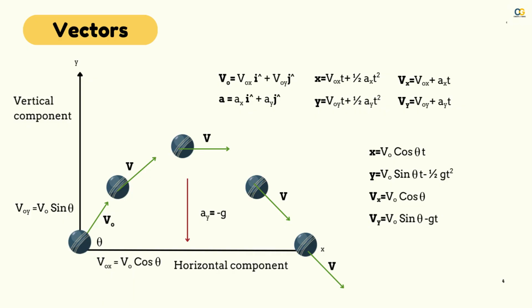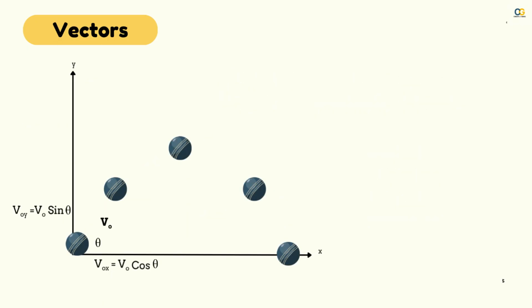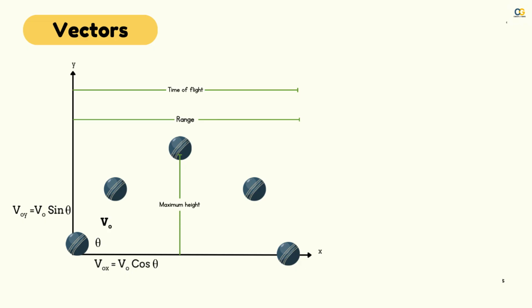and the final velocity in the y direction will be v0 sin theta minus gt. Similarly, apart from them, we can determine a few characteristics of this motion, such as the range of motion, the maximum height the ball will reach, time of flight, which is the time taken to cover the range, and time to reach maximum height, which is the time taken to reach the maximum height.